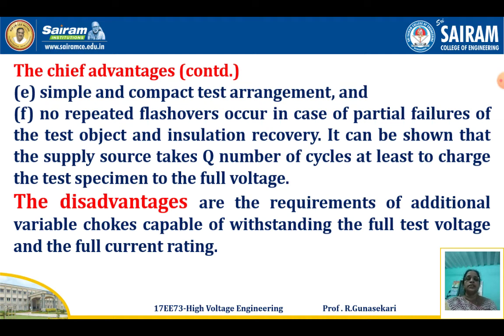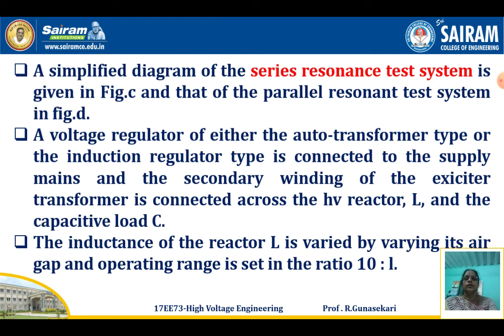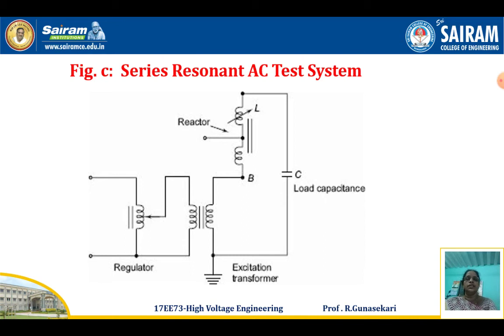Then the disadvantage of the regulating transformer: the requirement of additional variable chokes capable of withstanding the full test voltage and full current rating. Okay. Then figure C represents the series resonant test system, and figure D is the parallel resonant test system. Now you see figure C is the series resonant AC test system: regulator, excitation transformer, C is the load capacitance, and then the reactor, that is L.